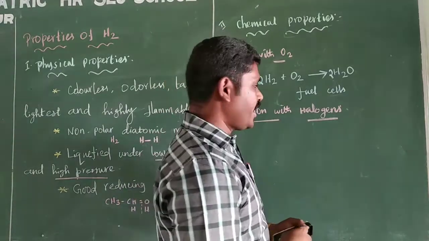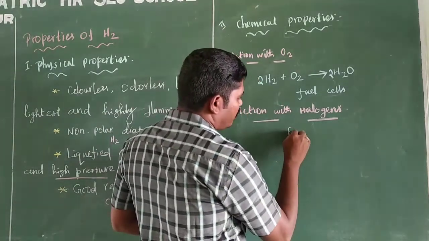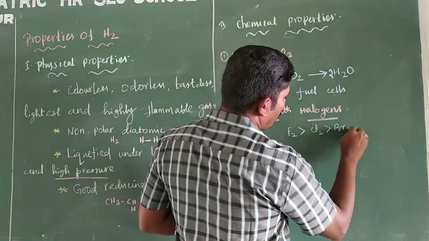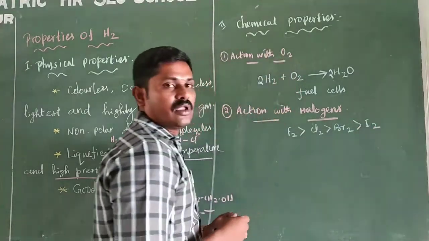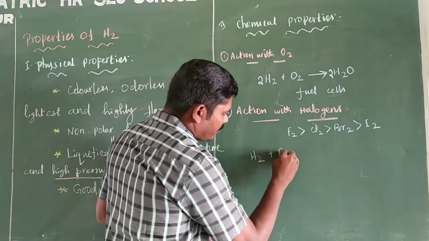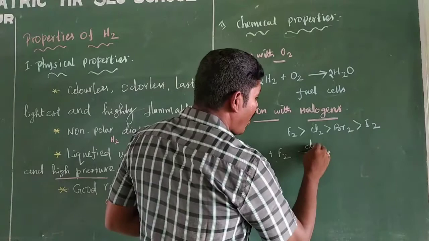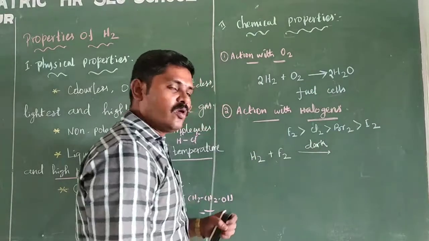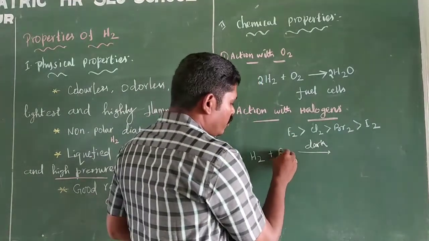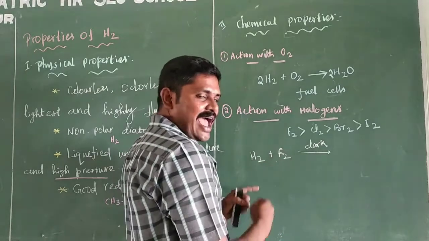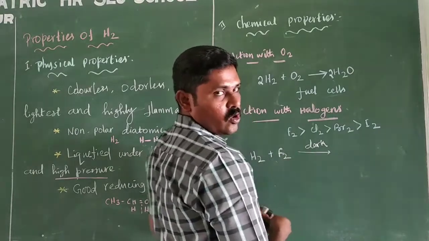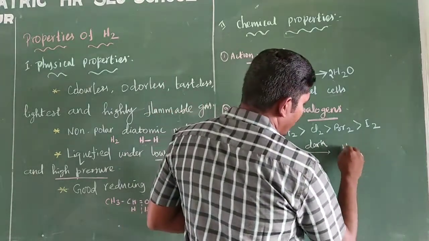Fluorine, chlorine, bromine, iodine. In the reactivity series, fluorine is more reactive than chlorine, bromine and iodine. Hydrogen reacts with fluorine even in dark conditions. It is a highly reactive, explosive reaction.